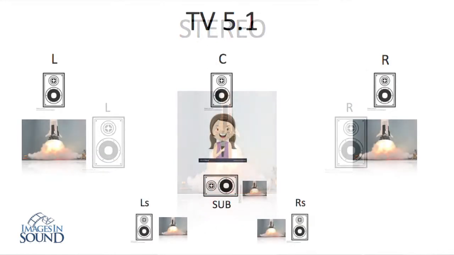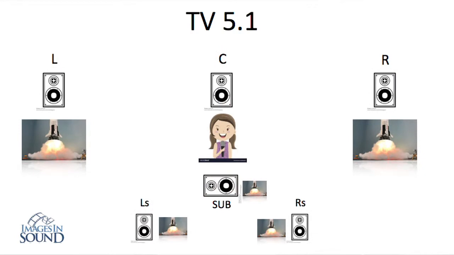Next slide. This is TV 5.1. Most broadcasters will only allow voice in the center channel. Music and effects must be kept out of the center, and the dynamic range is again measured with Dolby loudness and limited to a set range.